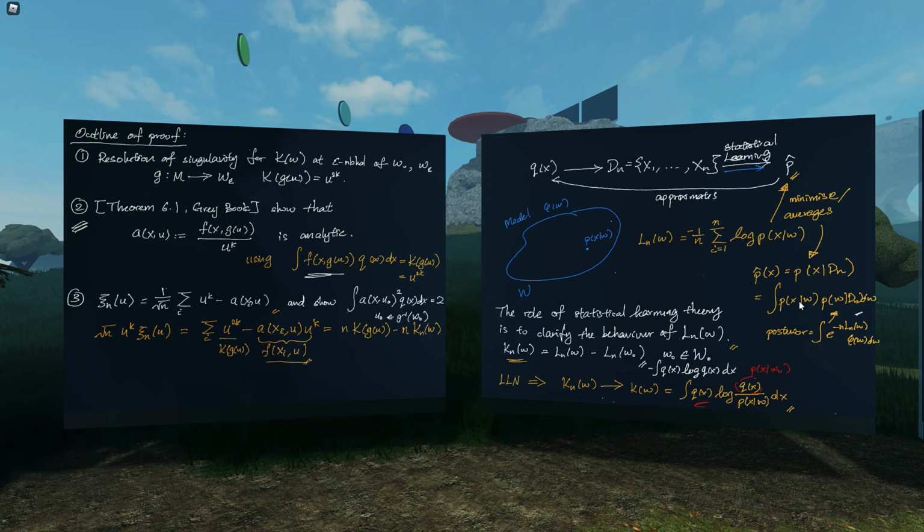And then finally, we do need to invoke some results from empirical process theory or just stochastic process theory to show that these things do in fact converge to a Gaussian process. And that completely characterizes the deterministic behavior, as well as the stochastic behavior of Kn in a neighborhood around the true parameter. And right, that's it for today.